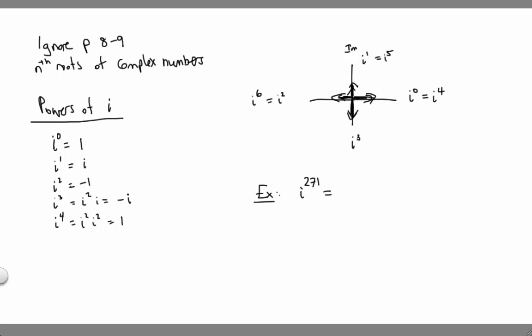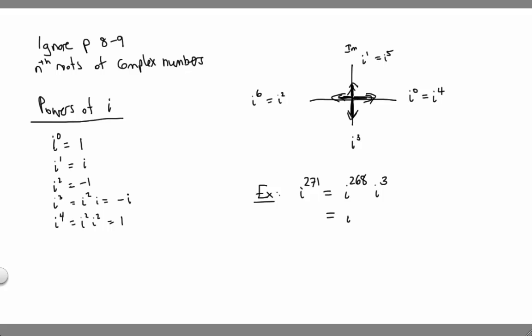So you could say, well, 271 is not a multiple of 4, but neither is 270, neither is 269. You could just work your way back like that, and you would figure out that 268 is actually a multiple of 4. Okay, so we could think of 271 as being 268 plus 3. In other words, using your exponent rules, you'd say i to the 271 is i to the 268 times i cubed.